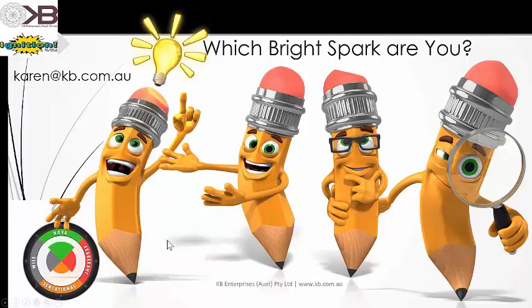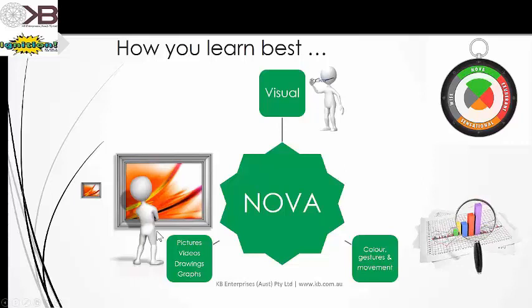Now we'll move on to looking at some of the distinctions and also the language and the teaching learning strategies that you would use for these particular learning styles. So our NOVA visual person, they love this colour and gesture and movement, and they will learn best through pictures, videos, drawings, graphs, all those sorts of things.